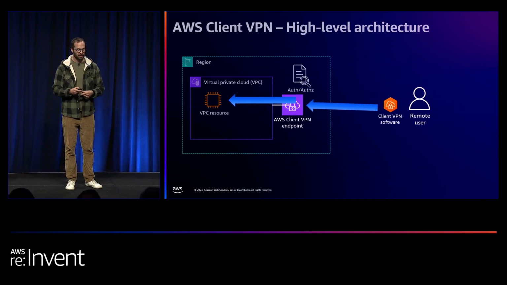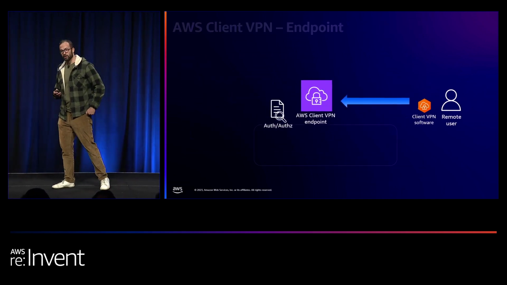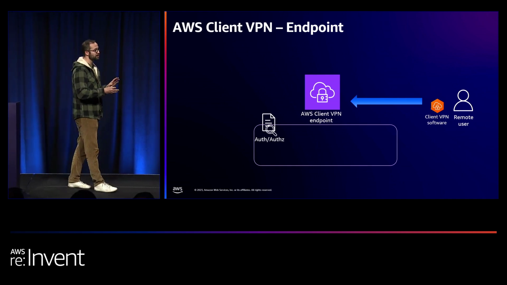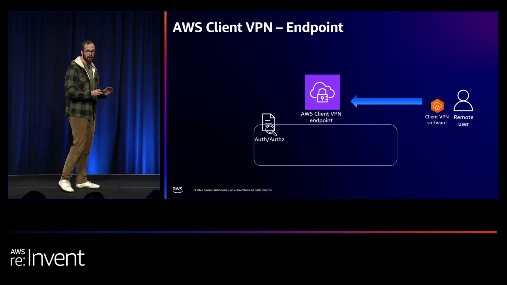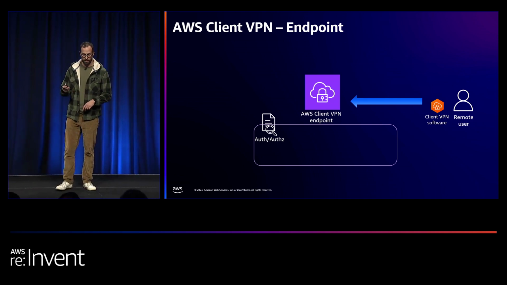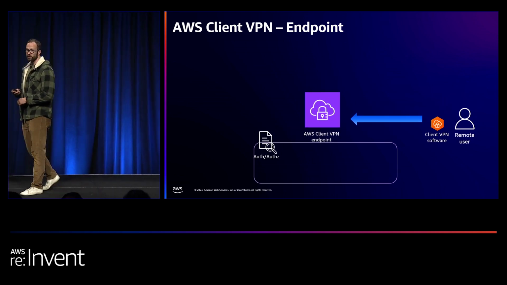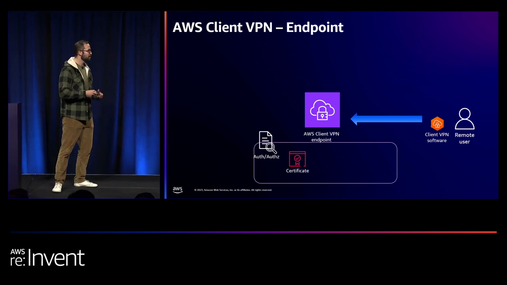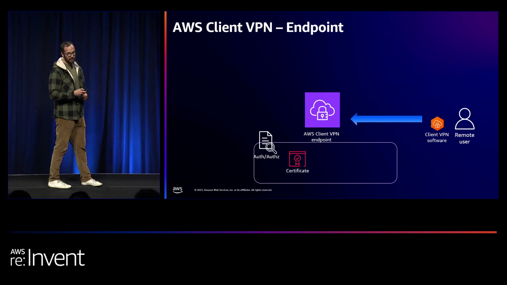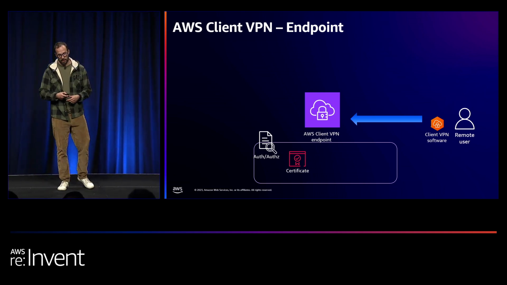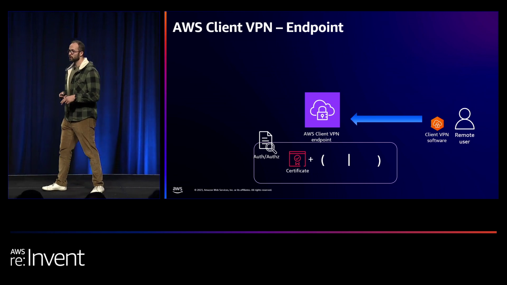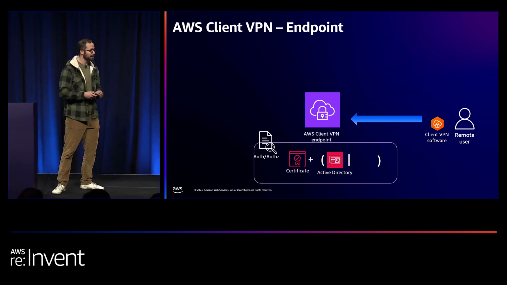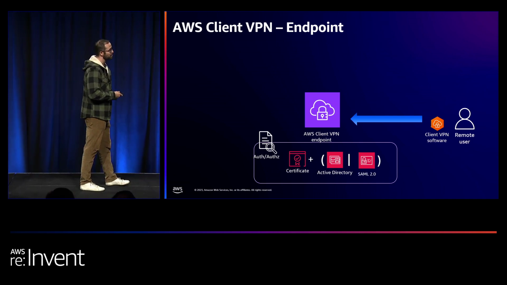Okay, let's zoom in on the authentication and authorization now. All of the options I'm going to mention are interchangeable, so you can decide which options you're going to use. We'll start off with mutual TLS. You can provide a client certificate to your remote user. As long as that certificate is valid, the Client VPN will authenticate the user. You can use it on its own, or you can combine it with other authentication methods. So you can use Active Directory or SAML to make your policy decisions.